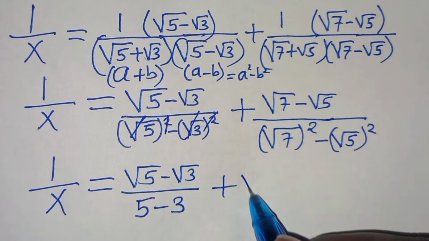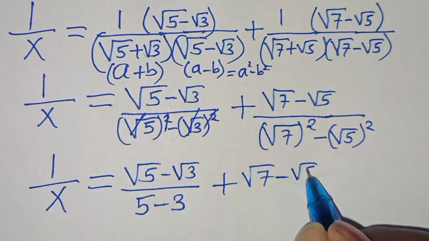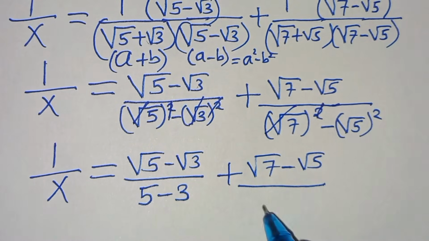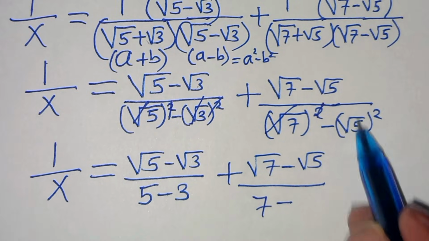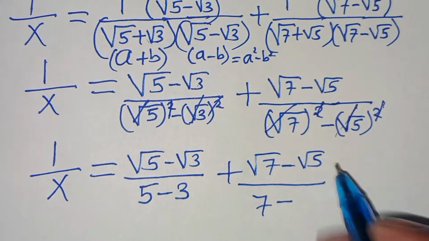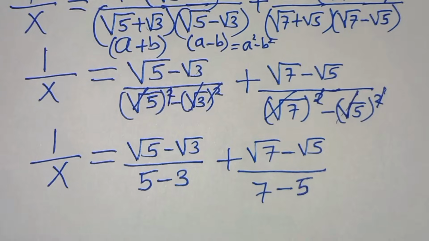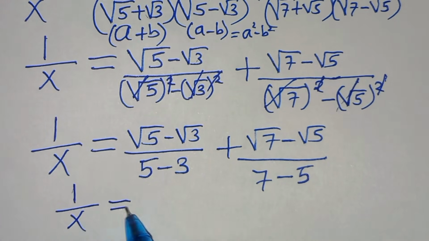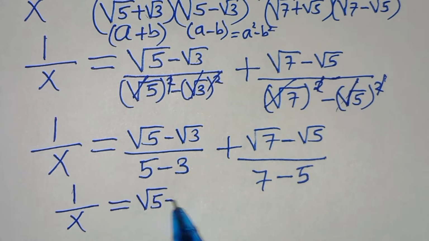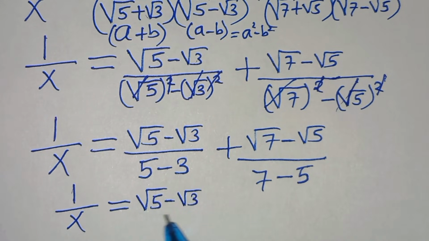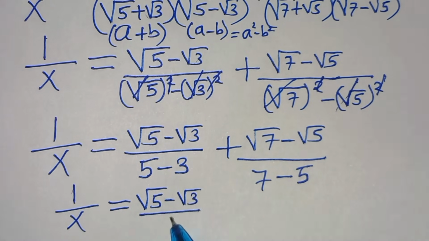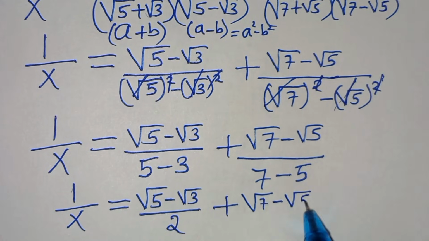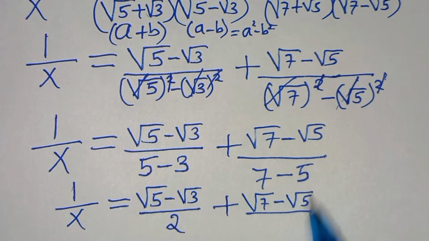Then plus square root of 7 minus square root of 5 divided by square root of 7 to the power of 2. We eliminate the square root sign, so this is 7 minus square root of 5 to the power of 2. Again, we eliminate the square root sign, so this is minus 5. So we have 1 over x, this is equal to square root of 5 minus square root of 3 divided by 5 minus 3, which is 2, then plus square root of 7 minus square root of 5 divided by 7 minus 5, which is 2.